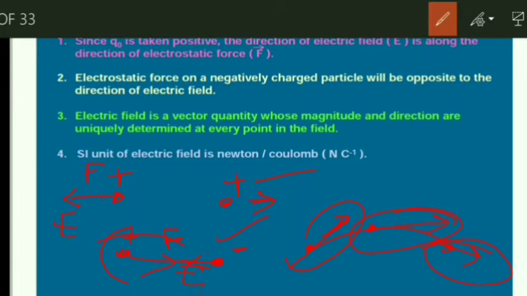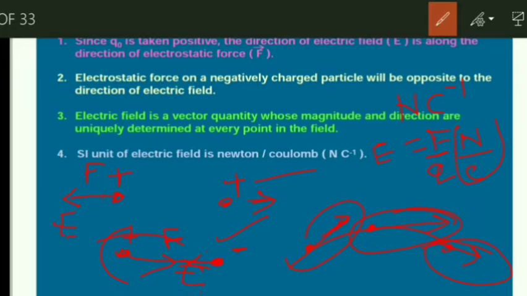SI unit of electric field is Newton per Coulomb. As initially we explained definition of electric field as force per unit charge. Since force has a unit of Newton in SI system and charge has Coulomb, so SI unit will be Newton per Coulomb, and corresponding dimension formula can be determined.